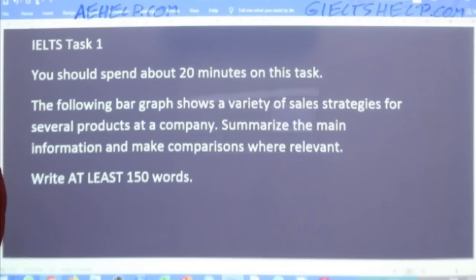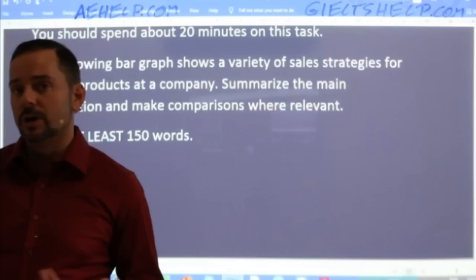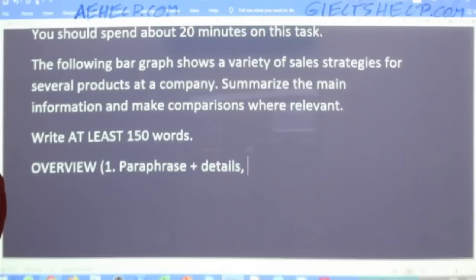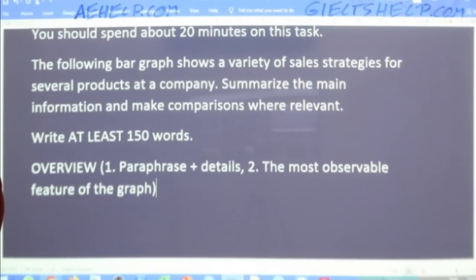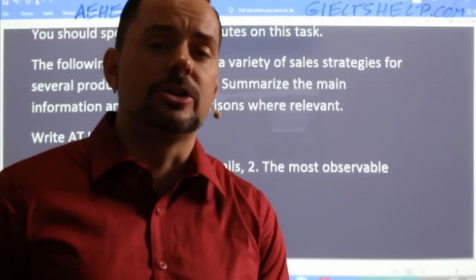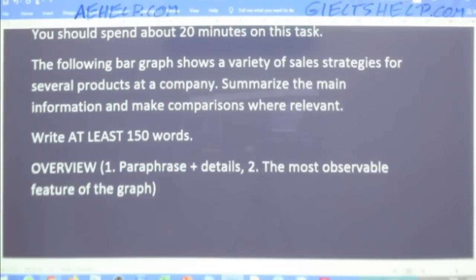Now, that, of course, is your overview. And here it works because it's an expository essay. So your overview has two components, as you know. Component one is a paraphrase plus details. And component two is the most observable feature of the graph. Okay, those two elements, usually two sentences, will make up your overview. Now, of course, focus on your grammar accuracy, focus on your lexical resource, your vocabulary choices.